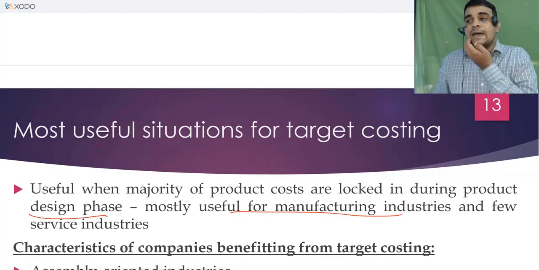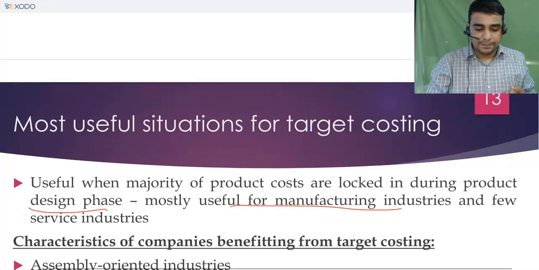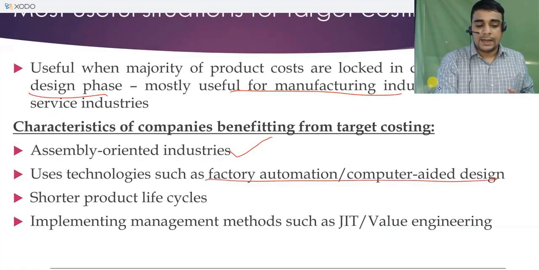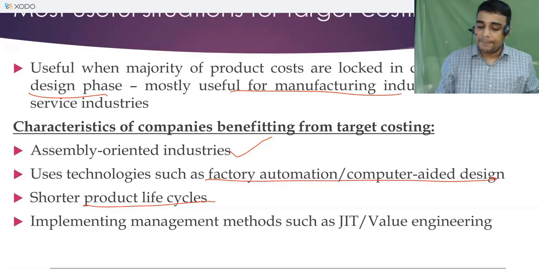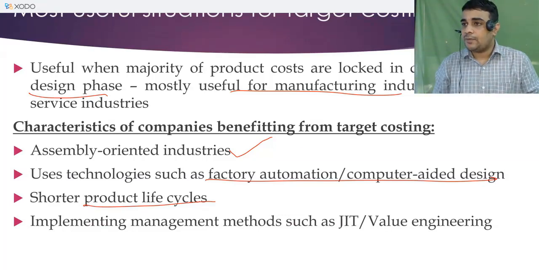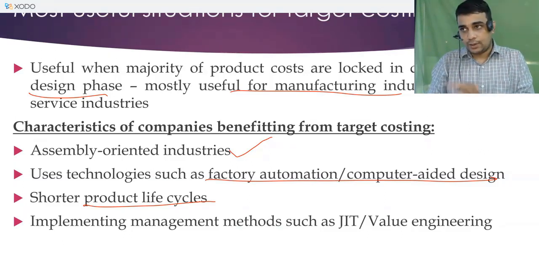These are some of the examples of companies which can benefit from target costing: mostly manufacturing-based companies, assembly-oriented industries, automation kind of companies, companies which have shorter product life cycles, and companies which have implemented management models like just in time or value engineering. All these types of companies can follow target costing.